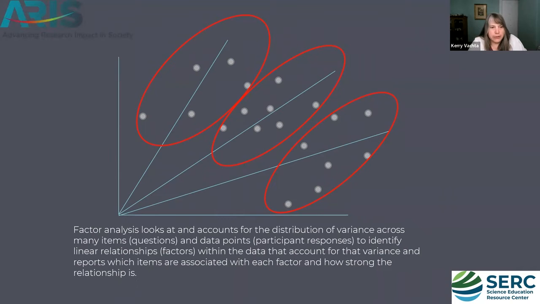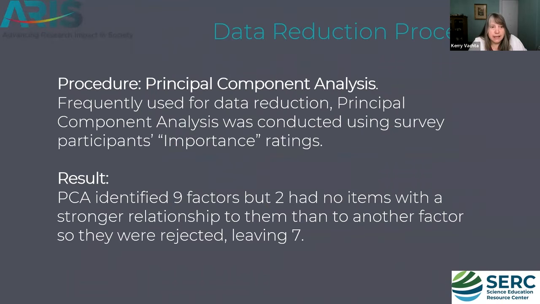So what our analysis did was we applied what's called principal components analysis, which is the most commonly used. It's actually not a true factor analysis, but it's very effective for data reduction. So we ran PCA and we identified 9 factors initially, but 2 of them had no items that were more strongly related to that domain than to any others. So we dropped those and we're left with 7 factors, which in this context is roughly equivalent to what Miles is talking about when he uses the term domains.